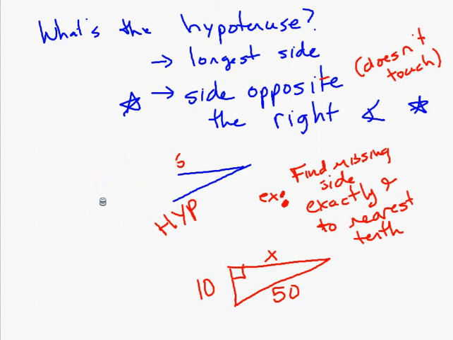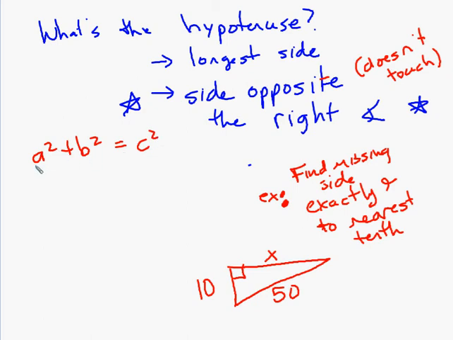I'm going to erase this blue diagram right here. Alright, so we're going to write our formula. Every time we use a formula, we write it down. That way we memorize it. And we're using A and B to mean the legs. So, let's identify these parts. X, is that a leg or a hypotenuse? Leg. 10 is a leg, and 50 is a hypotenuse.